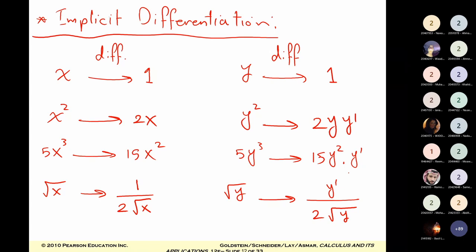So all the rules we applied on x we apply on y. But when we find the derivative of y, it must be multiplied with y prime. Okay, so we take the y prime and multiply it with y, right? When we find the derivative of y. But if we don't find the derivative of y, we don't multiply by y prime. Okay.